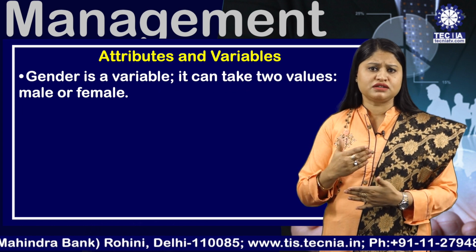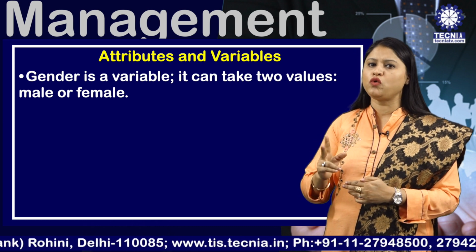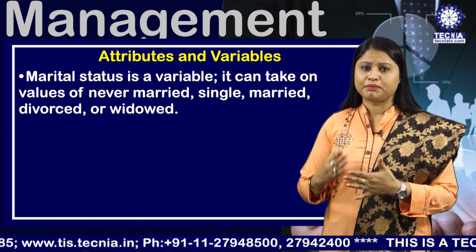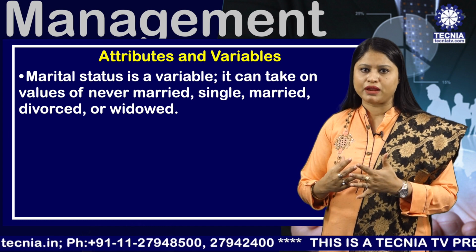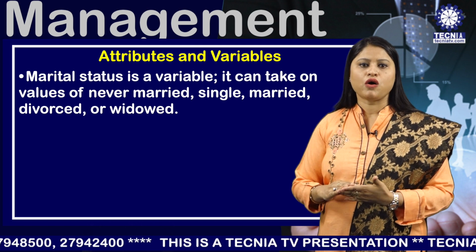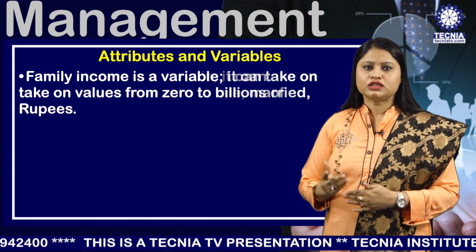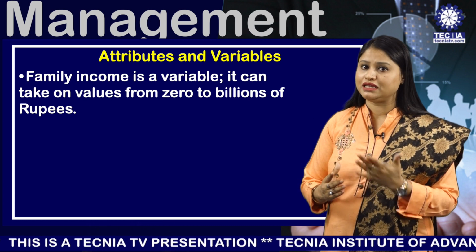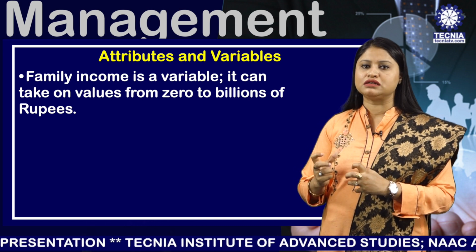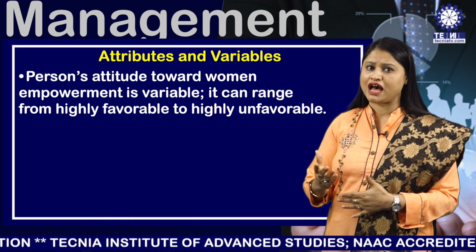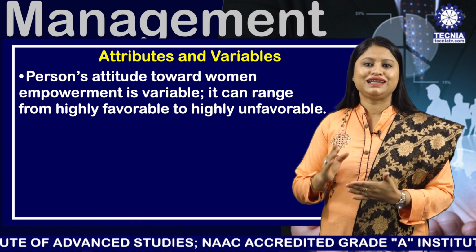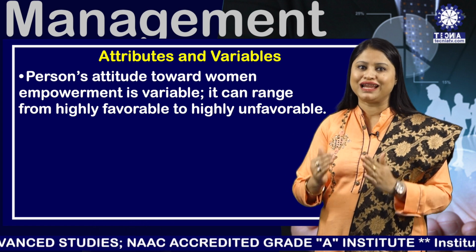For example, gender is a variable and it can take two values, male or female. Another one is marital status. Marital status is basically a variable. It can take on the values of never married or single, married, divorced or widowed. Another important example is family income. Income is a variable. It can take on values from 0 to billions of rupees. Another example which we have added is a person's attitude toward woman empowerment, which is a variable. It can range from highly favorable to highly unfavorable.